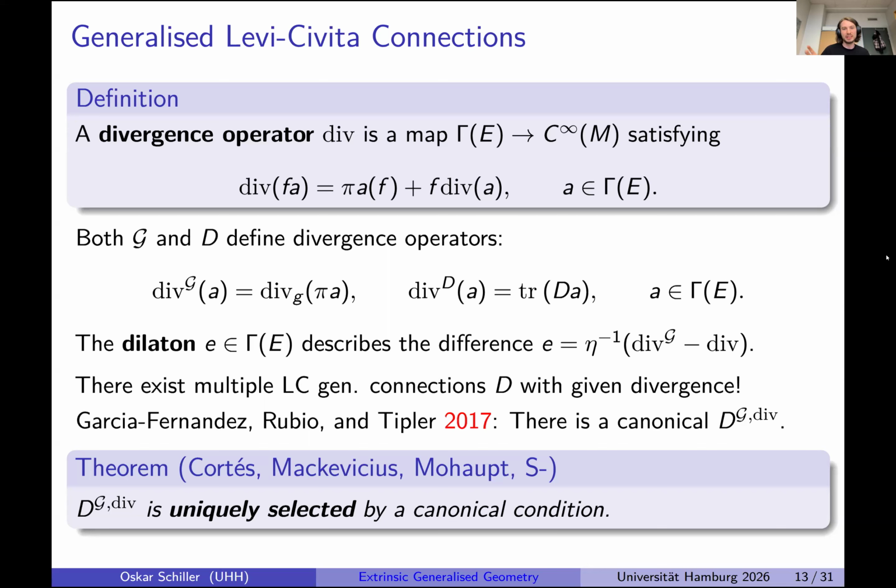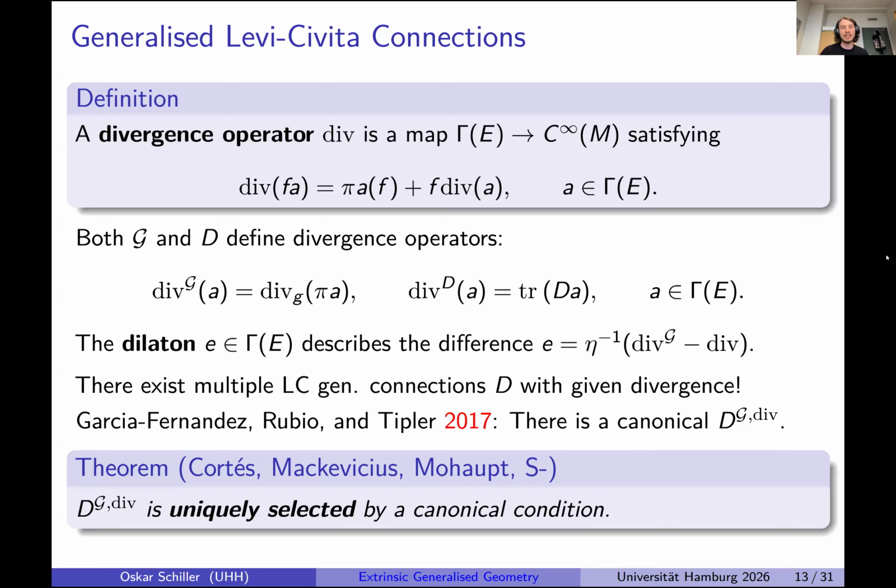And what you want to allow for is for the divergence operator to describe a different degree of freedom than the generalized metric. So you will want to assume that the divergence operator generally is not the divergence operator induced by the metric. And the difference between these two objects you can describe by a section of the generalized tangent bundle, and this section is called the dilaton. So the space of divergence operators is an affine space over the space of sections. And still, even if you ask for compatibility of the Levi-Civita generalized connections with a divergence operator, these generalized connections are not unique.